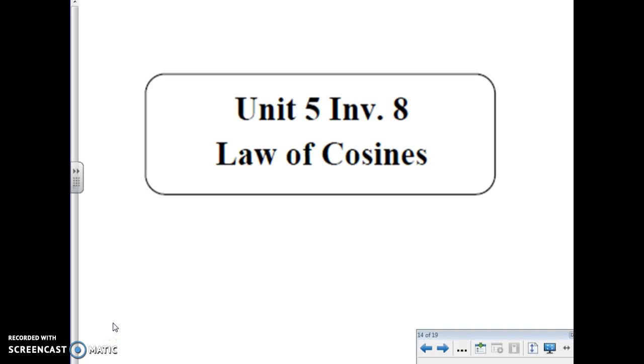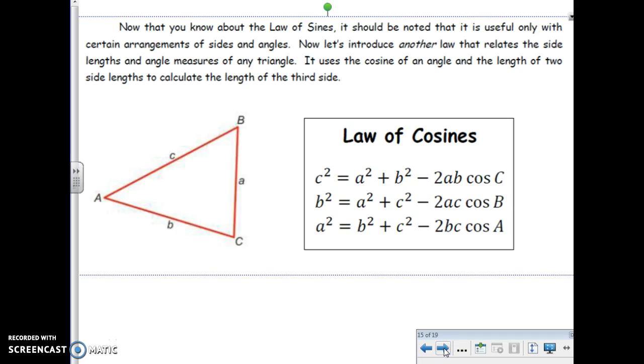Okay, guys, so in this next section, we are looking at the law of cosines, and I can use the law of cosines in specific situations. Now that you know about the law of sines, it should be noted that it is useful only with certain arrangements of sides and angles.